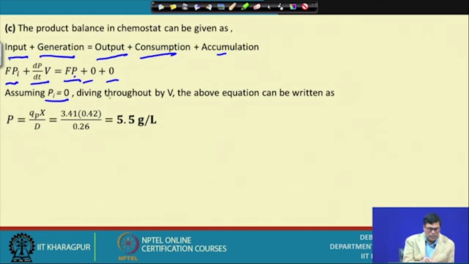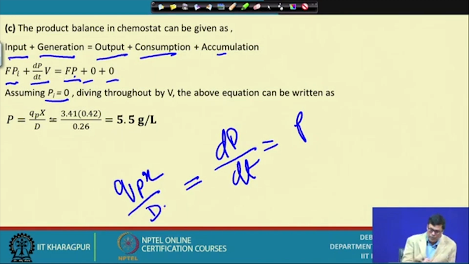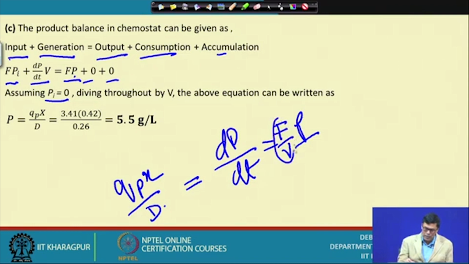You will get that this equation I can write like this: dP by dt equal to P. Am I right? And this equation I can write Qp into x by d. D is the dilution rate, because if you divide by P, F by V is there. So, here F by V is the dilution rate.